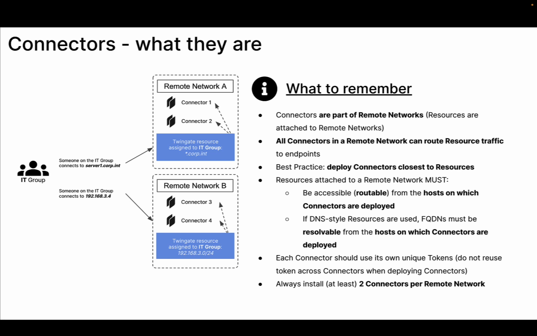If you have a private server that exists as a Twingate resource, when a client connects to the resource, its connection really goes through the associated remote network, is proxied via one of the connectors on that remote network, and then sent to its final destination. And then when the traffic comes back from the resource itself, it goes to the connector, and then the connector sends it back to the Twingate clients. That's essentially what a connector is.